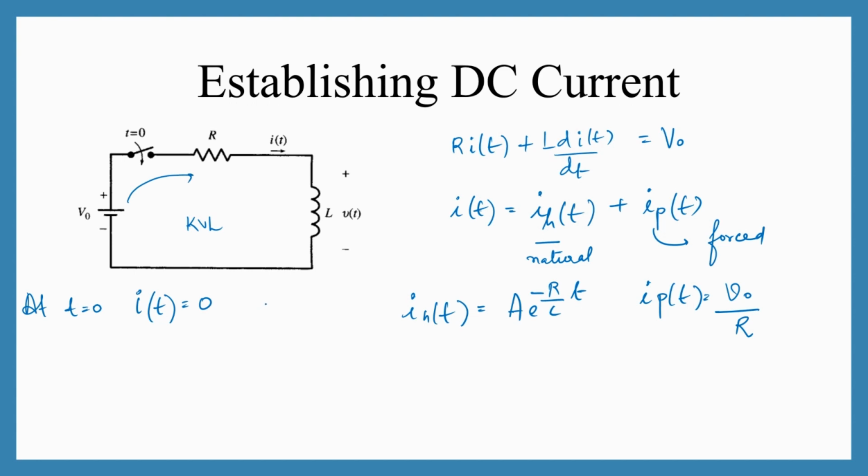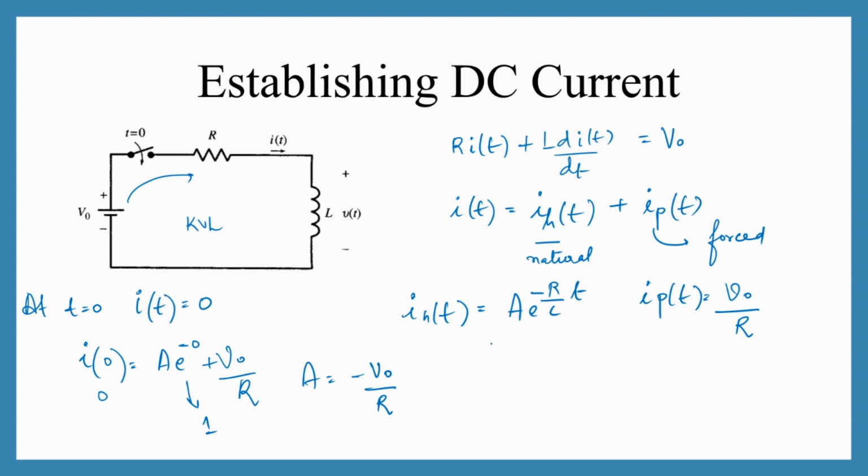So applying this to my I of t, I would get I of 0 is equal to A e power minus 0 plus V naught by R. So here, when we simplify this, e power minus 0 is going to be 1. So A is going to be minus V naught by R.